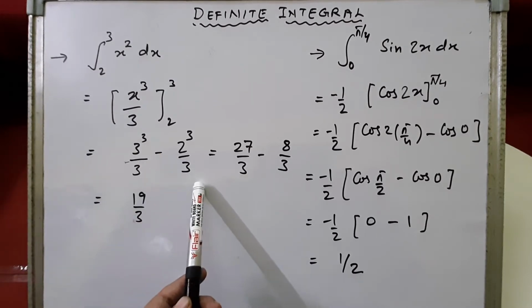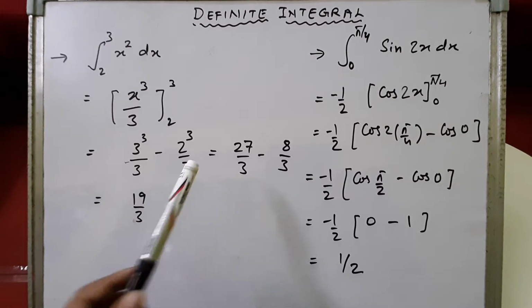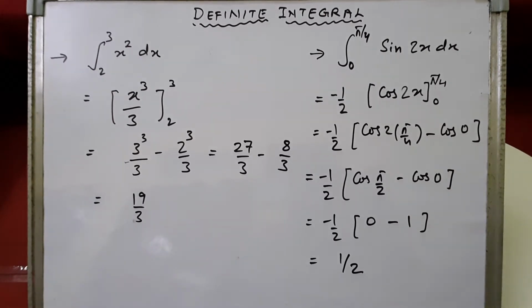When we put in and solve, we'll get 27 upon 3 minus 8 upon 3, that will be 19 upon 3, right? So the value of this definite integral is 19 upon 3. Let's see another sum children.